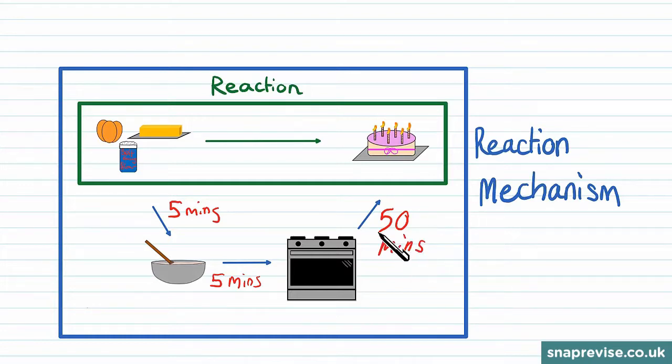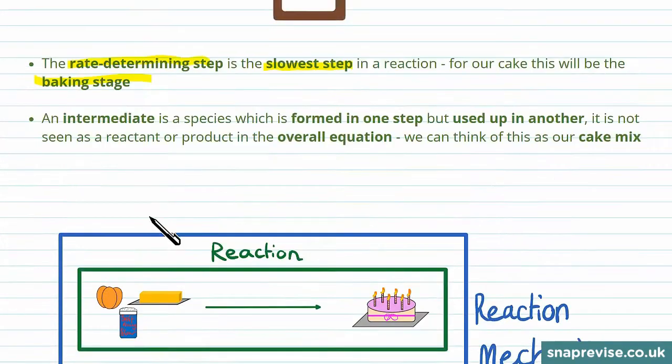Now this is the rate determining step. This is the longest part of the recipe, and making these that much quicker won't change the overall reaction time noticeably. The thing that decides the reaction time, the thing that decides how long it takes us to make our cake, is this step here, the baking of it.